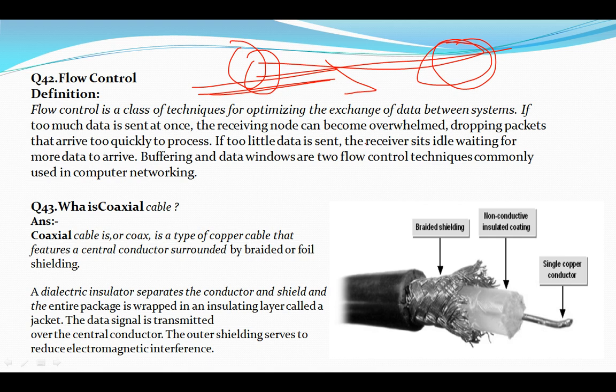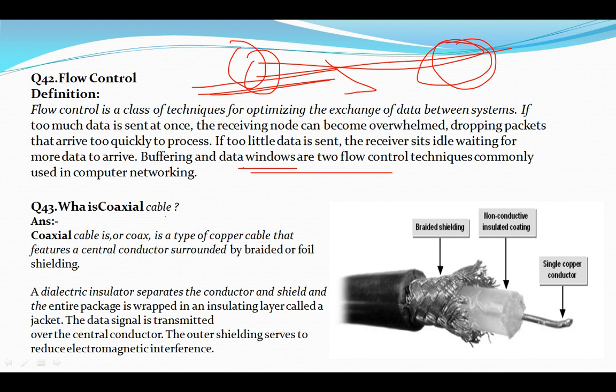If too little data is sent, the receiver sits idle waiting for more data to arrive. Buffering and data windows are the flow control techniques commonly used. So we have two methods here. One is buffering and the second one is data windows to control that. If you talk about streaming anything live, like on YouTube itself, first of all it will buffer and then only the video will be played. So that is known as flow control.